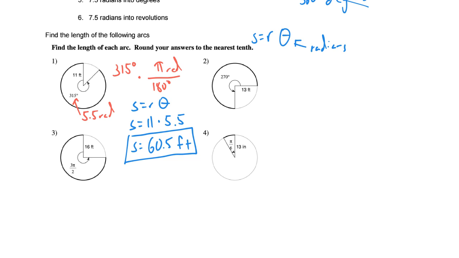All right, let's try one where it's already given in radians. This makes our life easier, like in problem number 4. S equals r theta. The radius is 13 inches. The angle in radians is pi over 6. And now I can just multiply this out and turn it into a decimal. 13 times pi divided by 6 gives me 6.8. And the unit there is inches. Notice, the unit on our radius is inches.